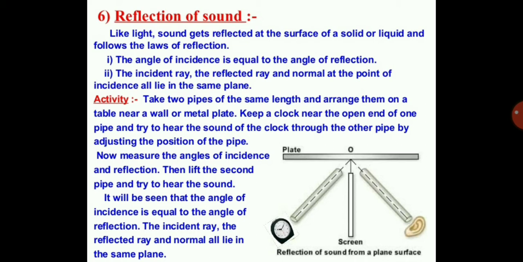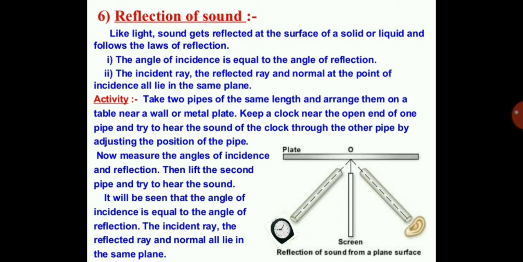This is your angle of incidence, and this is your angle of reflection. According to the first law of reflection, the angle of incidence is equal to the angle of reflection. And second, the incident ray, the reflected ray, and the normal at the point of incidence all lie in the same plane. This is your point of incidence.